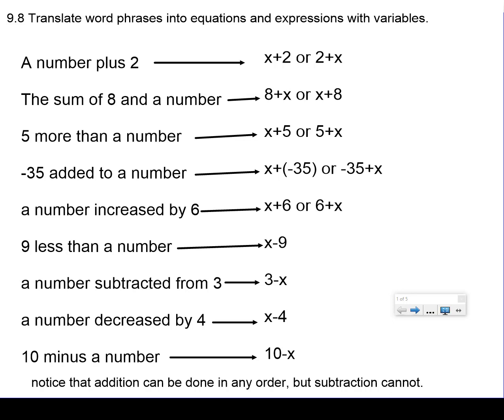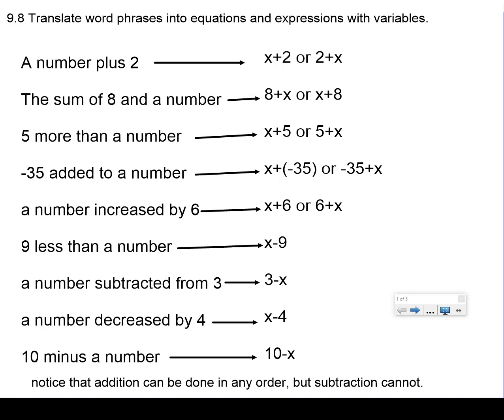x. 9 less than a number has to be x minus 9. A number subtracted from 3 means 3 minus a number, so 3 minus x. A number decreased by 4 would be x minus 4, and 10 minus a number would be 10 minus x.